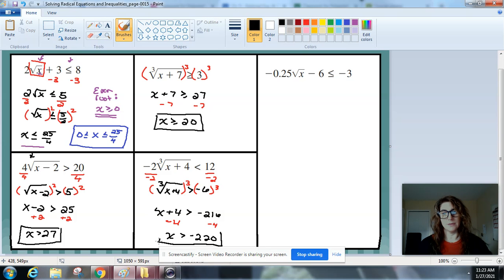And again, it was an odd root to begin with, so I don't have to worry about anything with restrictions. It's only an even root restriction. It's named that for a reason. We only look at even roots. All right, so those are the first ones.